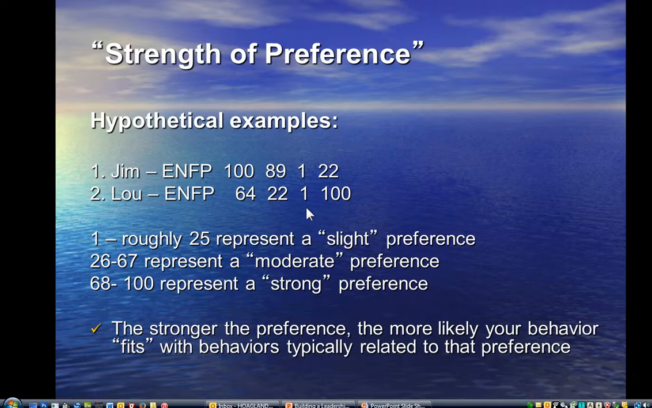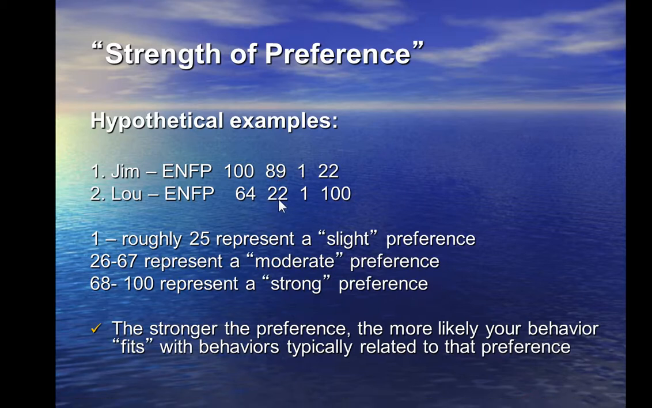On extroversion, you will see 100 for Jim, 64 for Lou. Jim has a really strong preference for extroversion, while Lou only has a moderate one. Similarly, Jim has a very strong preference for intuition, while Lou has a slight preference for it. And in this particular case, Lou happens to be very strong as a perceiver, and Jim is only at 22%.